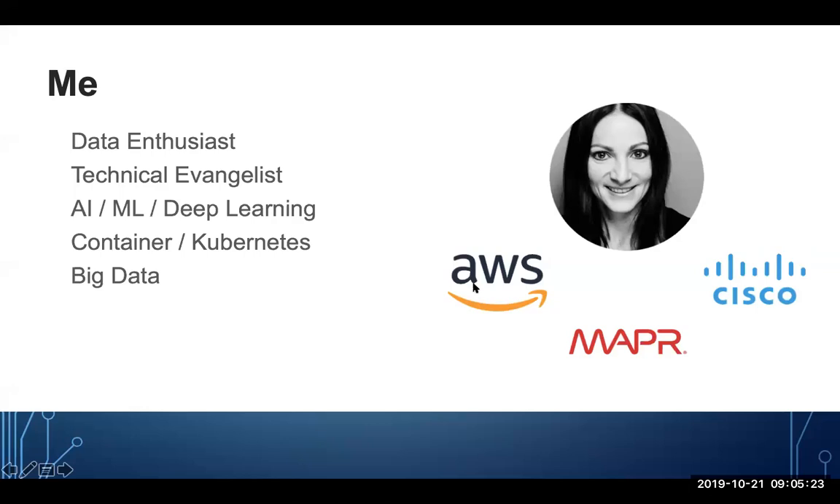And just a couple of words about myself. Who am I? So basically, I'm whatever you call a data enthusiast. I love working with technology. Currently, I work as a technical evangelist at AWS. And before that, I was several years at MapR, working in tech evangelism and solution engineering roles. And before that, 9 years at Cisco.